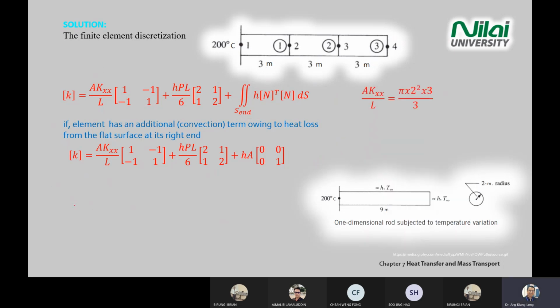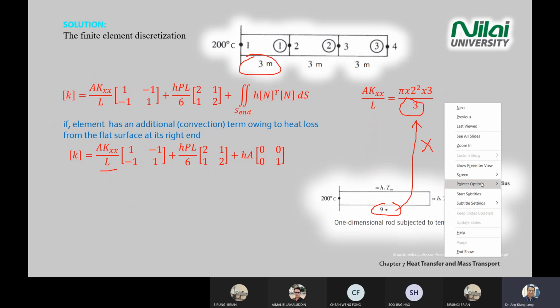Next, you just calculate the constants over here. You calculate what is A, what is K_xx, what is L. So K is given, A in this one is a round body, so pi r squared, L is 3 meters. Again, this is an area where students make mistakes. They tend to forget that this is per element. They will use 9 over here. So take note on this one.